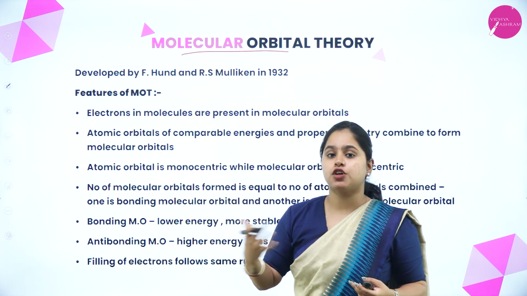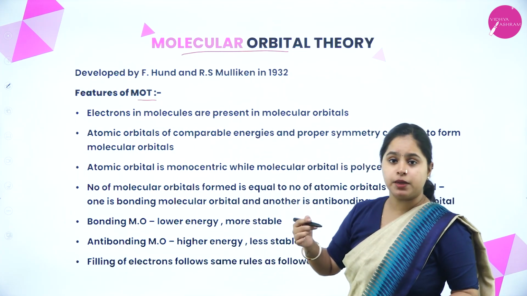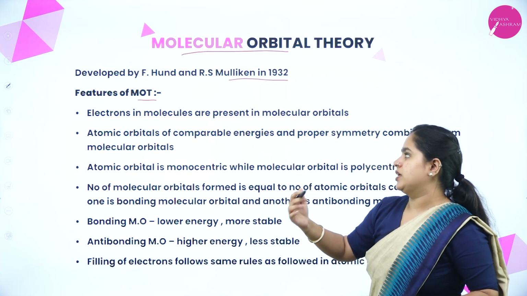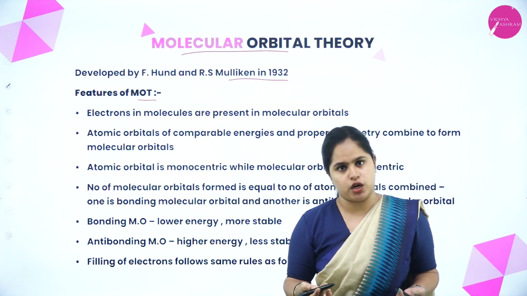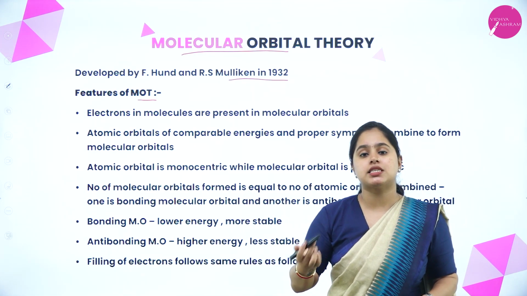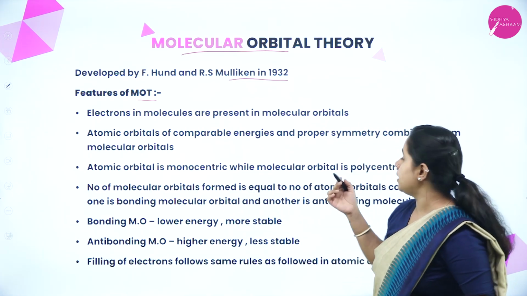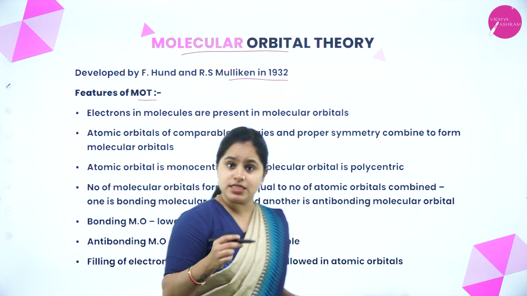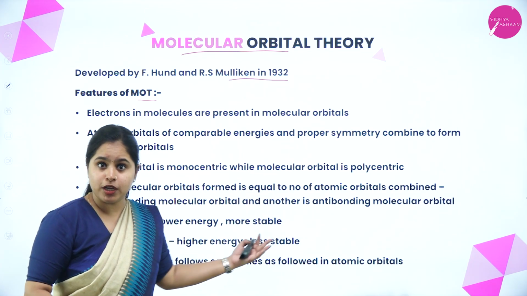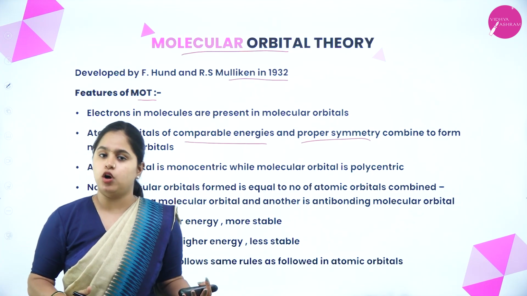So, let's understand each of the features of MOT, that is molecular orbital theory. Before that, it was developed by F. Hund and R. S. Mulliken in the year 1932. The first one is: electrons in molecules are present in molecular orbitals. If in atoms they are present in atomic orbitals, in molecules the electrons are present in molecular orbitals. Now, atomic orbitals of comparable energy and proper symmetry combine to form molecular orbitals. Random atomic orbitals do not combine. Only atomic orbitals having comparable energies and proper symmetry combine and form molecular orbitals.